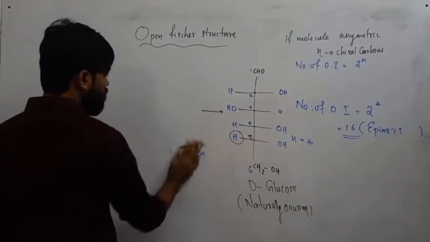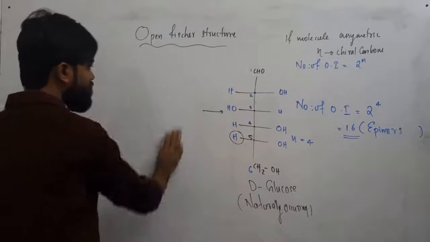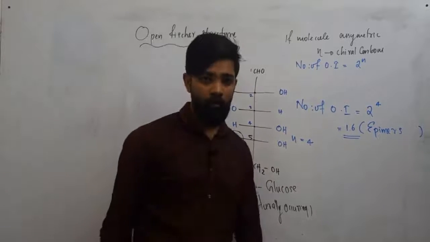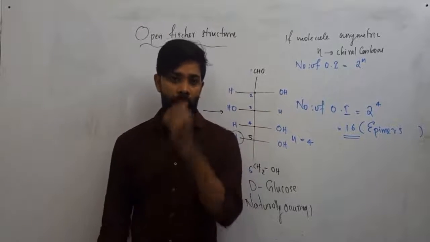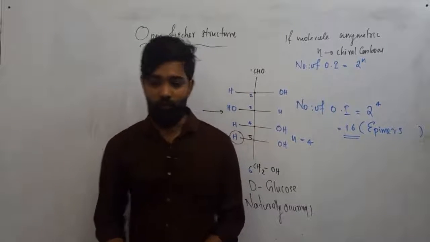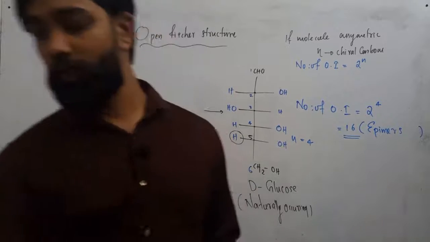Epimers. Can you identify those 16 isomers? We know the form. This is an aldohexose, right? Yeah, we already discussed the aldohexose. Actually, there are 8 aldohexoses.